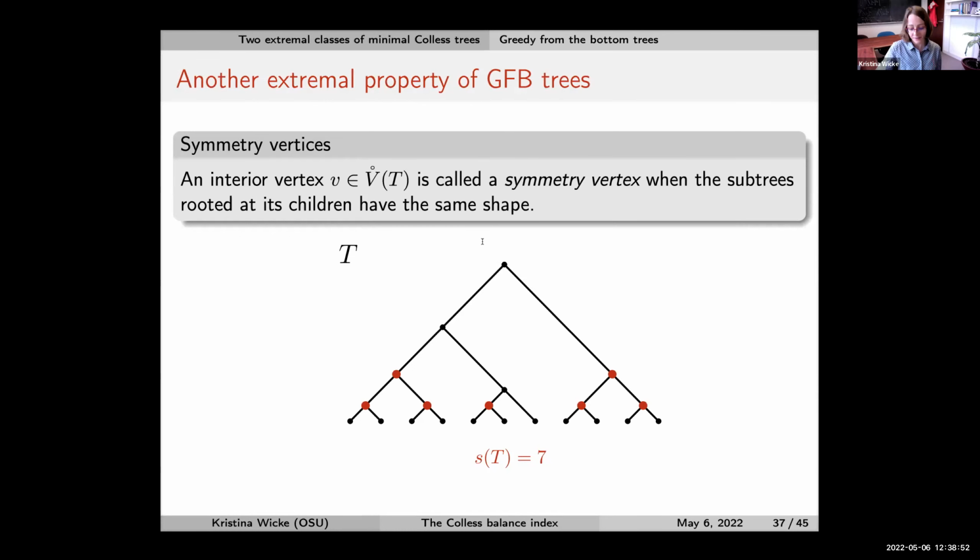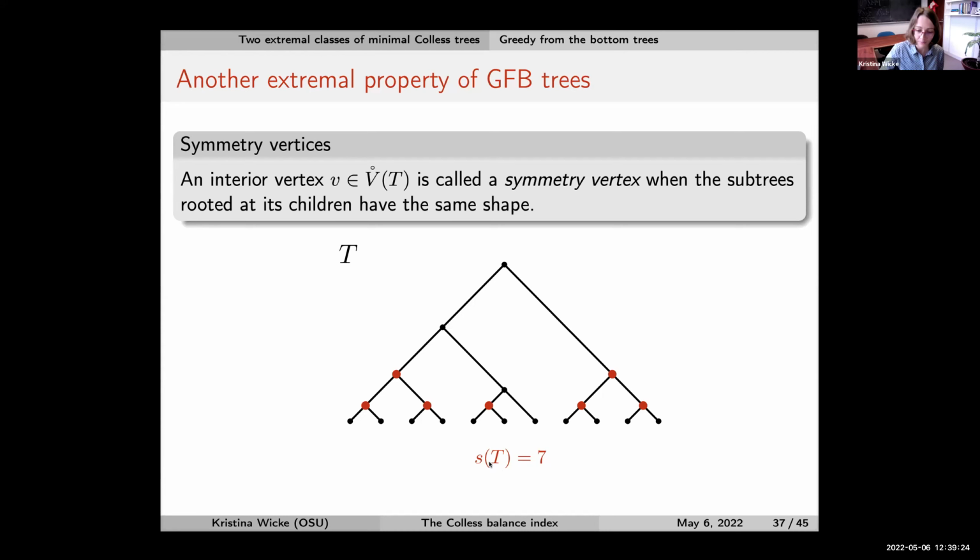Okay, so what I was hinting at is that the GFB trees are extremal in another sense, and this is related to the notion of symmetry vertices. So let me first introduce what I mean by a symmetry vertex. If we have a rooted binary tree T, then we call an interior vertex v a symmetry vertex when the subtrees rooted at its children have the same shape, or are isomorphic. And we denote by S of T the number of symmetry vertices in a tree.